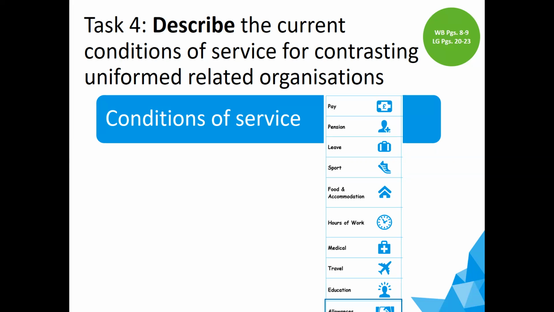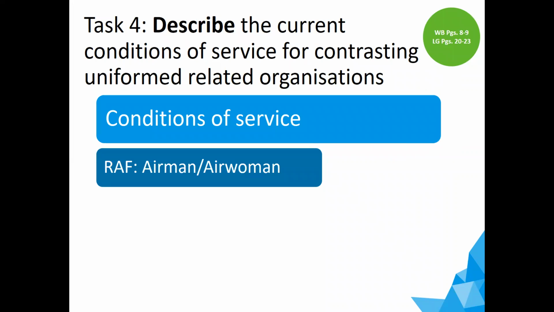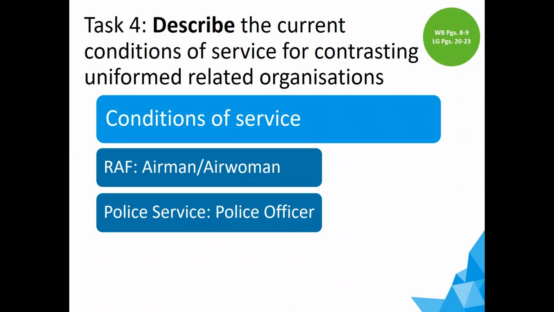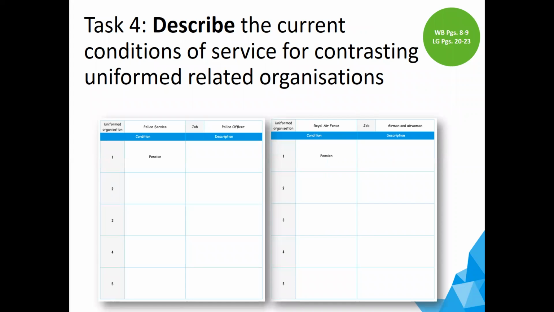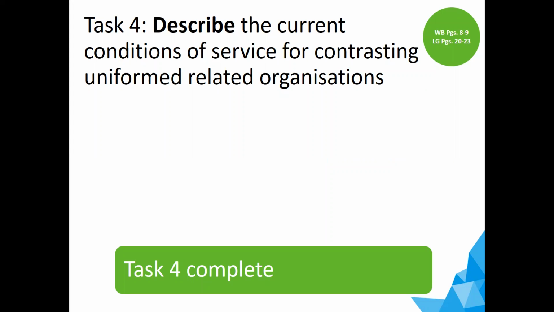The task asks you to consider the conditions of service for 2 services and to describe what you consider to be the most important. The first service being the RAF, serving as an airman or an airwoman, and the second service being the police service as a police officer. Press pause now so that you can complete the task in your workbook. There is plenty of space for you to detail and then describe 5 conditions of service for each service. Once you've completed the tables as required, then Task 4 will be complete.